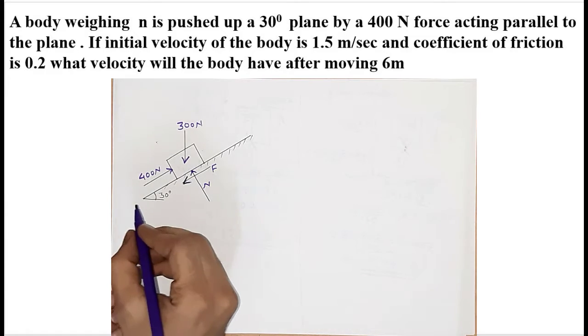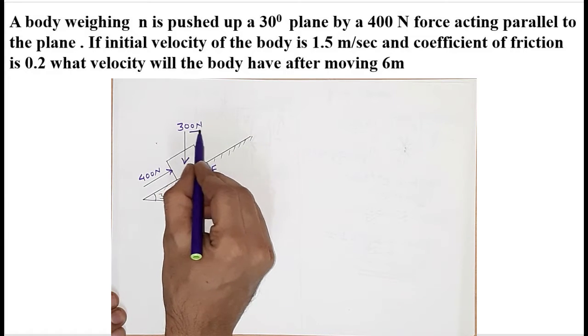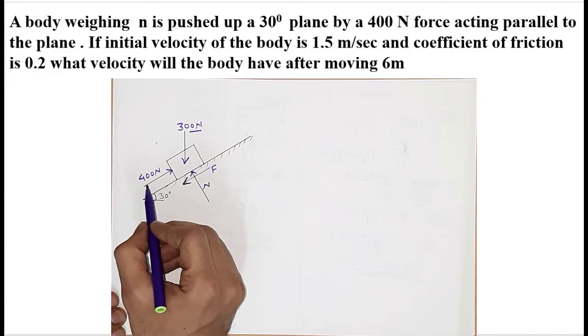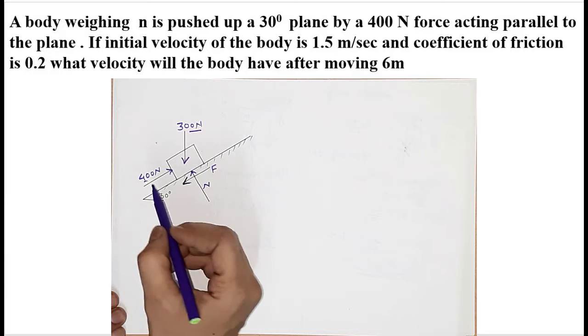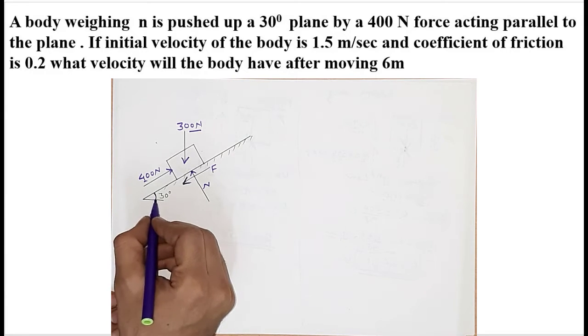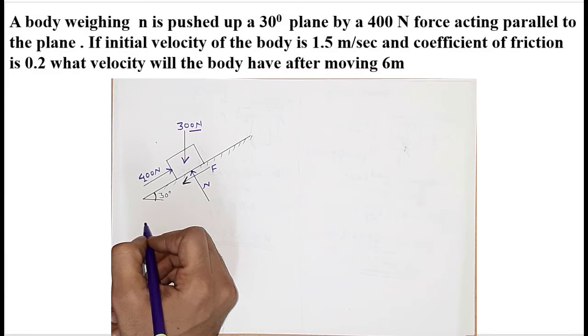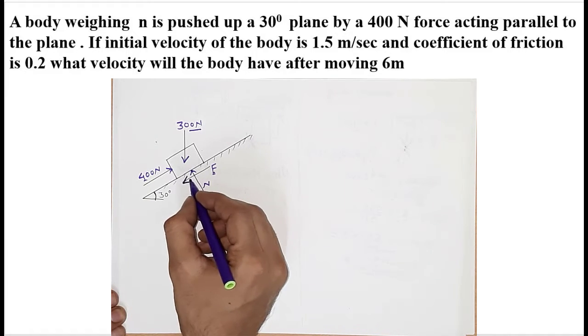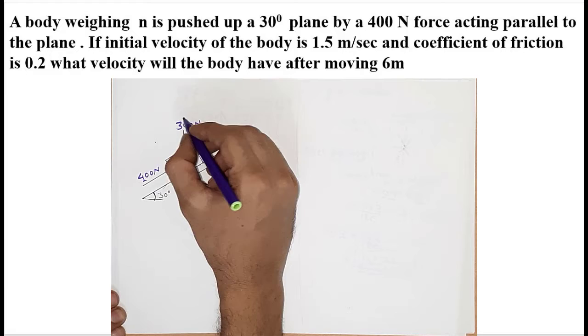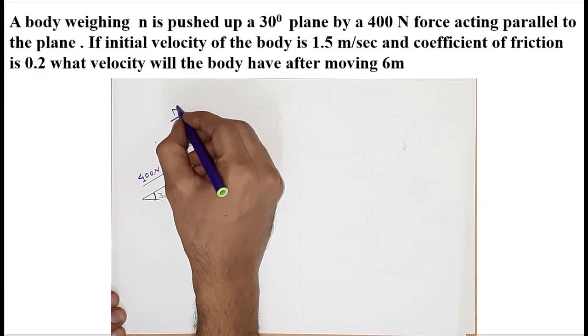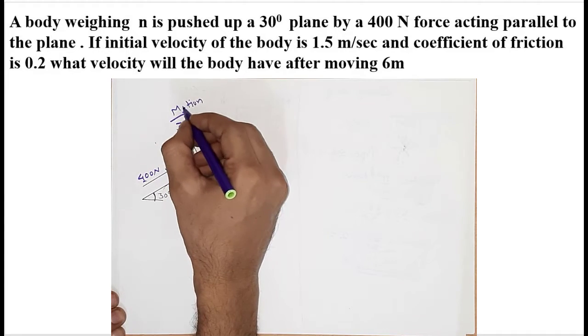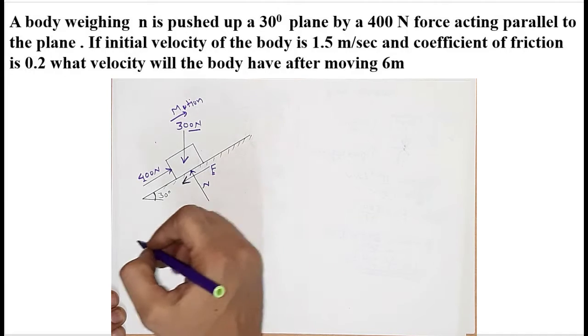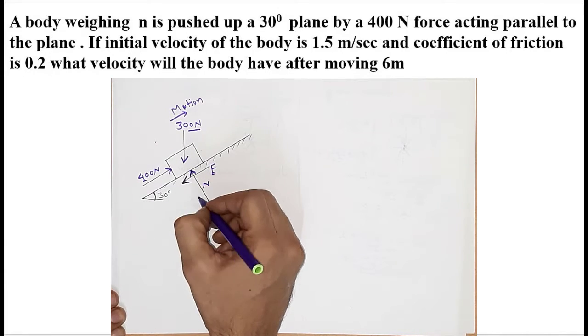Okay, so we will see whatever the given data is there. The weight of the body is given as 300 Newton, the applied force is given as 400 Newton, and the angle is given as 30-degree. Drawing the free body diagram, we show the frictional force. The body is going to move along the plane in this direction, so this will be the direction of motion. The frictional force will be opposite to that, and there is the normal reaction.